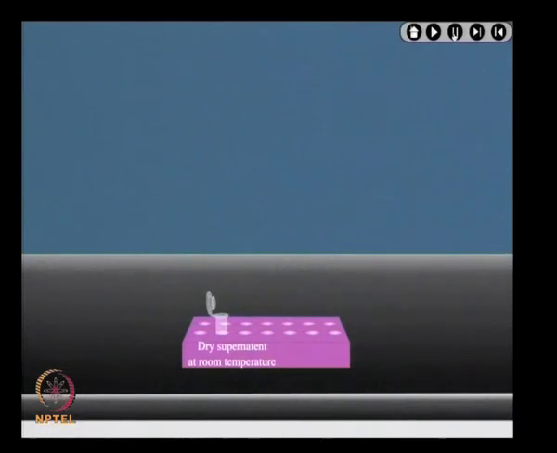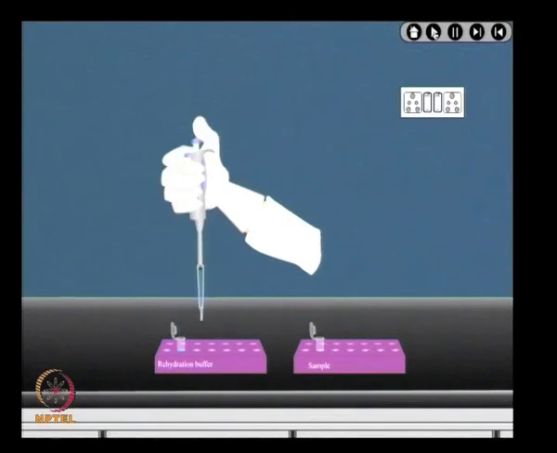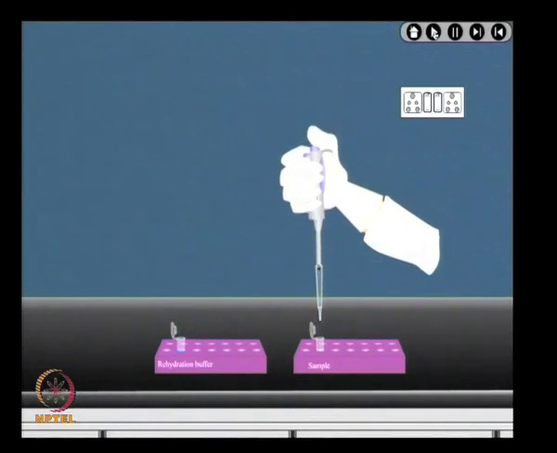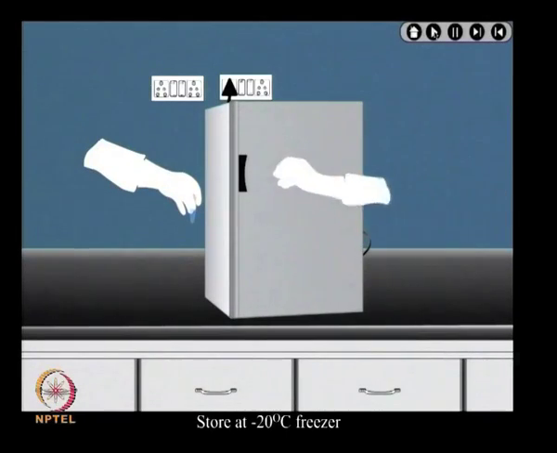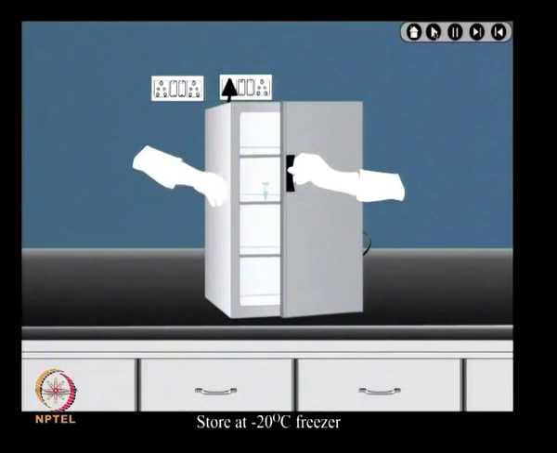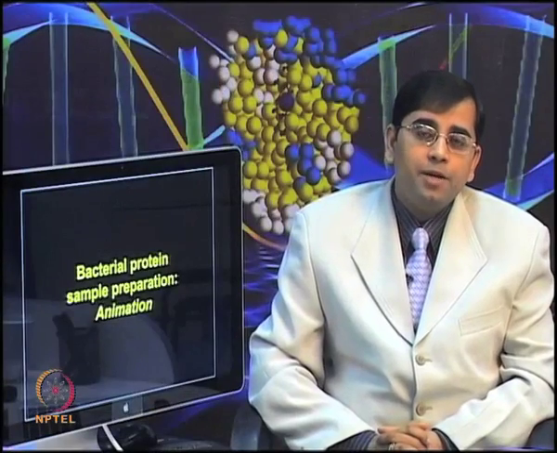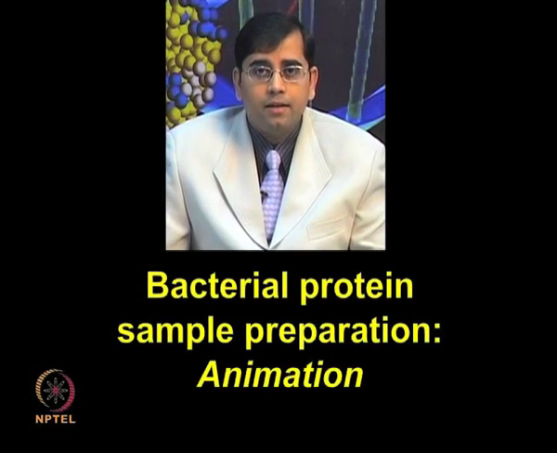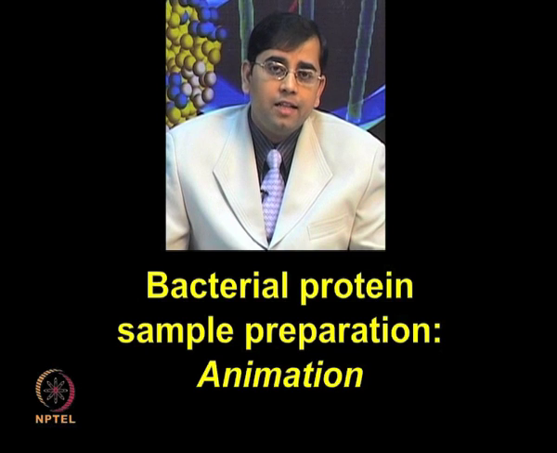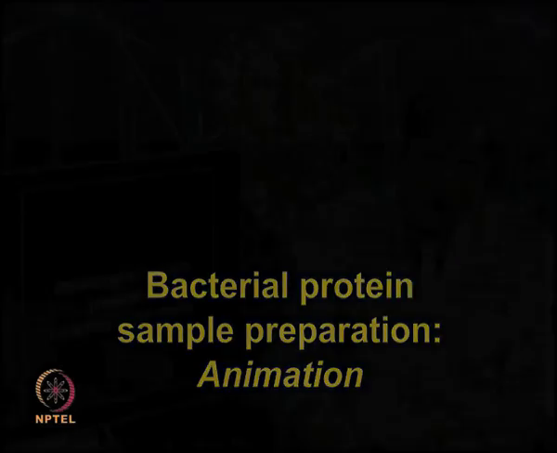You need to allow the pellet to dry at the room temperature and then add the lysis buffer containing 7 molar of urea, 2 molar of thiourea, CHAPS, IPG buffer, DTT and bromophenol blue. Okay. So, I hope this animation was informative. Bacterial protein extraction by using trizol method, and you must appreciate that in this method you can obtain RNA, DNA and protein, all the biomolecules together.